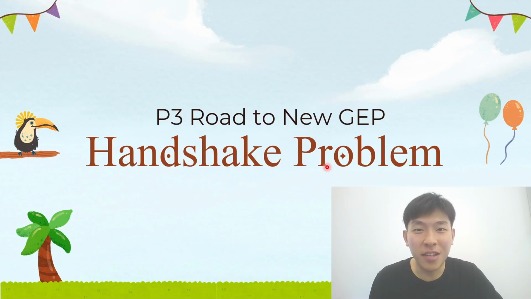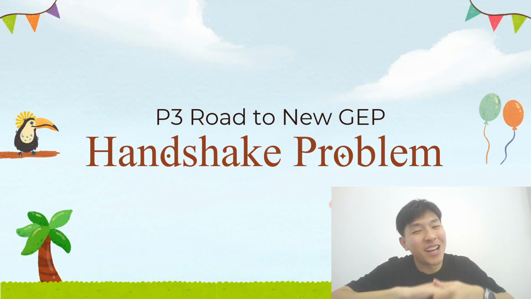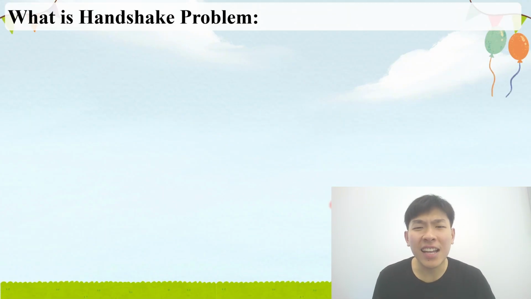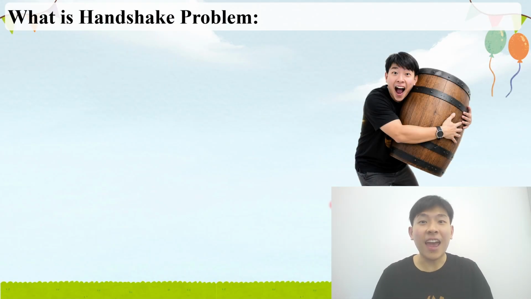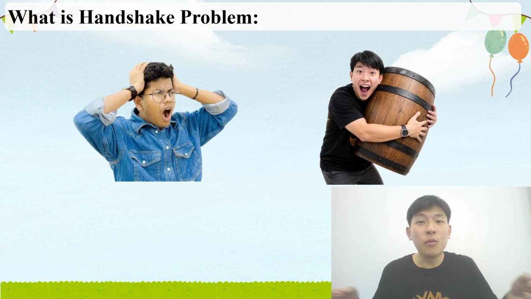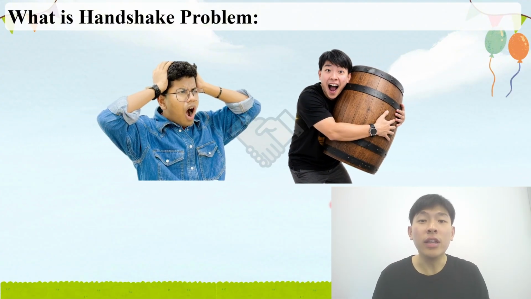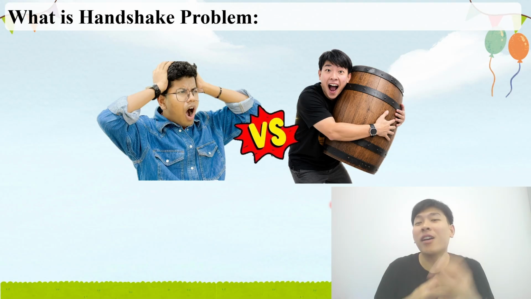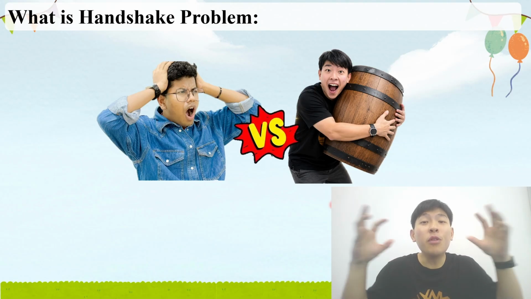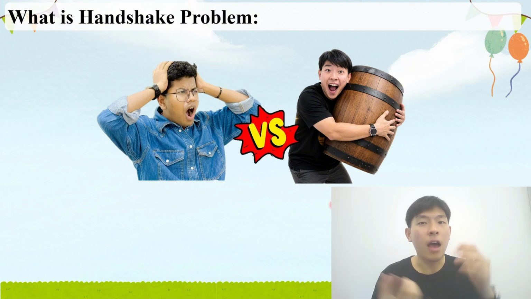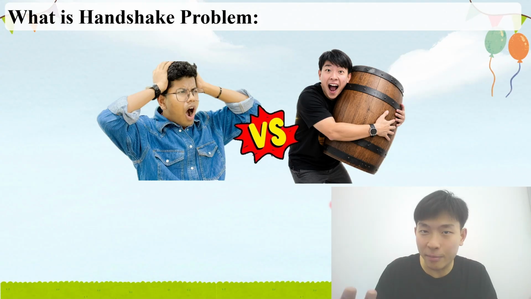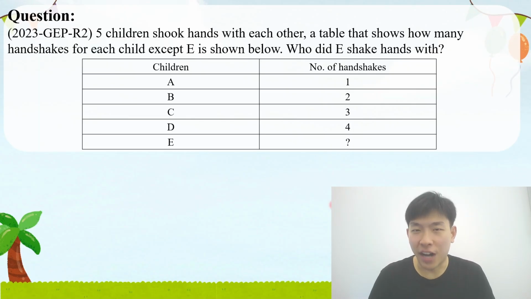I'm Teacher Mie, and today on our P3 Road to New GEP, we are going to look at the handshake problem. Now, what exactly is a handshake problem? It is when two persons, for example, me and Teacher Smith, come together and shake hands, or we can come and versus each other in a sports competition. So it's basically when two persons come together, pair them up, and they can do something, for example, handshake or play a game. Now, let's dive right in.